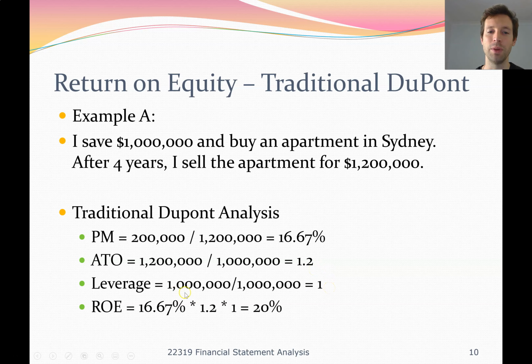And my leverage, I had all equity. So $1 million of assets divided by $1 million of equity is a leverage of 1. I did not have any debt. So 16.67% profit margin times my 1.2 asset turnover times my 1 leverage equals a 20% return on equity. This is exactly the same as if we did the return on equity formula as the normal profit divided by equity. But what we learn is how the profit margin, turnover, and financing components influenced our returns.